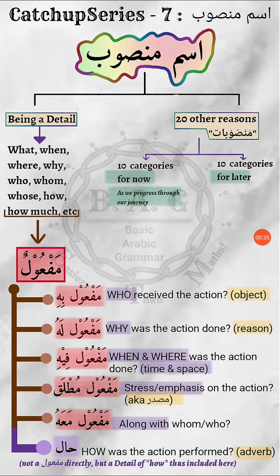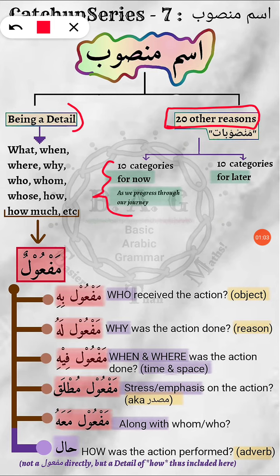Now the Ism which is in Nasab form is called Ism Mansoob, and I told you earlier that there are two reasons for an Ism to be Mansoob. First of all, it should be a detail, and we're going to elaborate on that inshallah. And the second reason is that there are 20 other reasons for it to be a Mansoob Ism. Out of those 20 reasons, we are going to study 10 reasons in this basic course and the catch-up series, and the remaining 10 categories we're going to study later on inshallah, when we start off with the advanced course.